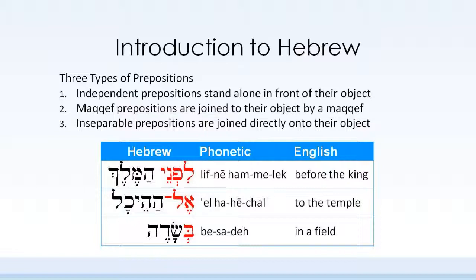The third phrase is be-sadeh, in a field. So here, the Hebrew preposition is be, the bait with the shiva. The object of the preposition is sadeh, a field. This is an example of an inseparable preposition because the preposition is joined directly onto the object.